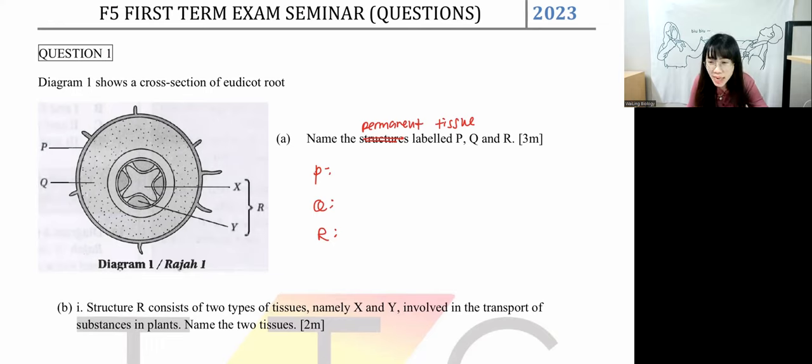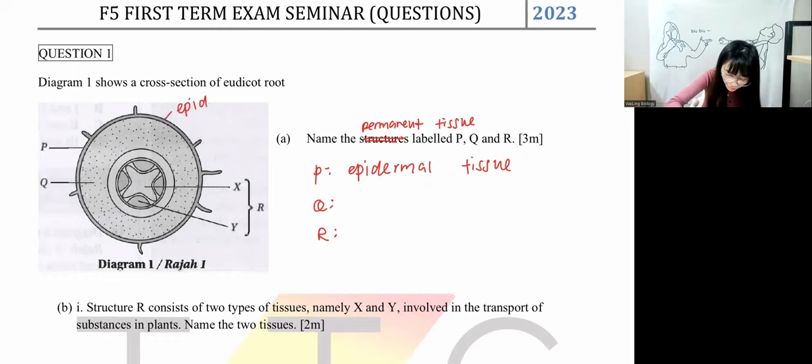The outermost layer is called epidermal tissue. Epidermal. If it's a tissue, guys, remember, the name has to end with the tissue. If the question asks you to write tissue, you have to end with the tissue. Epidermis is the structure. If I label this part will be epidermis. But if I want to write tissue, then it will be epidermal tissue. For Q, okay, if you don't know what is Q, it's okay. We're going to write R first.